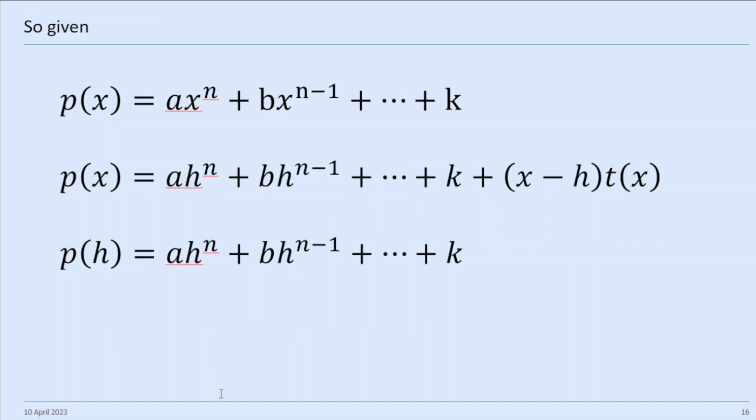And so the point is, given ax to the n plus bx to the n minus 1 plus dot dot dot plus k, we can carry out this kind of transformation and change the whole thing into a h to the n plus b h to the n minus 1 plus dot dot dot plus k, which is just a constant. It's just a constant. So this is then the remainder if we divide the original polynomial by x minus h.